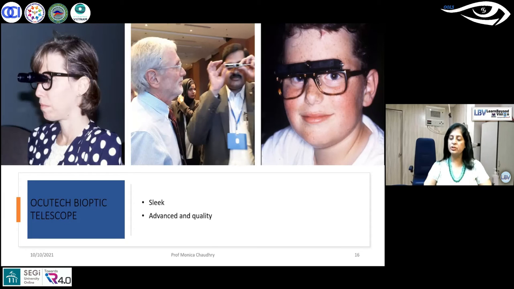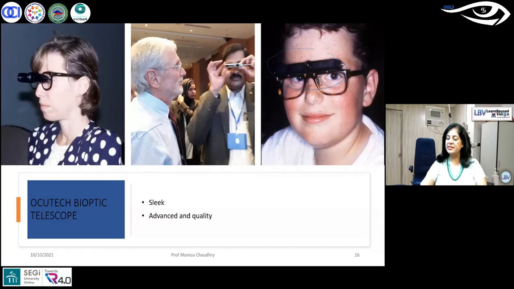This telescope is so sleek, as you can see, and you can see one of our senior friends, Yashwant, wearing it. And this is Dr. Henry Green, who is the founder of this. It's a sleek telescope which fits over the spectacle. The patient needs to just alternate, see, and come back. It is recommended for driving also in the US if the vision improves beyond 6/12.